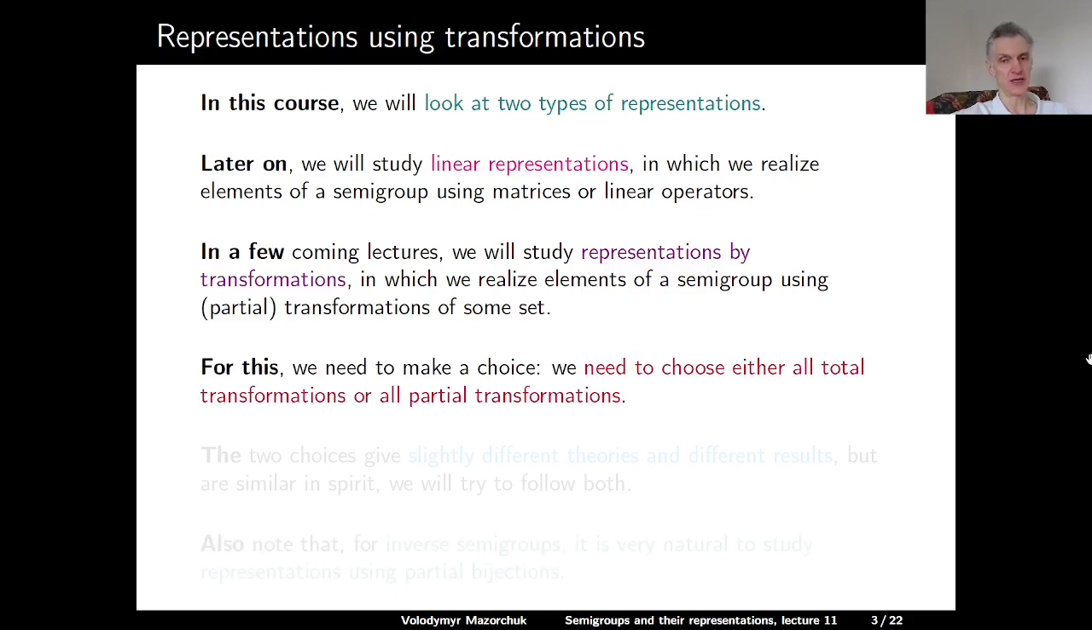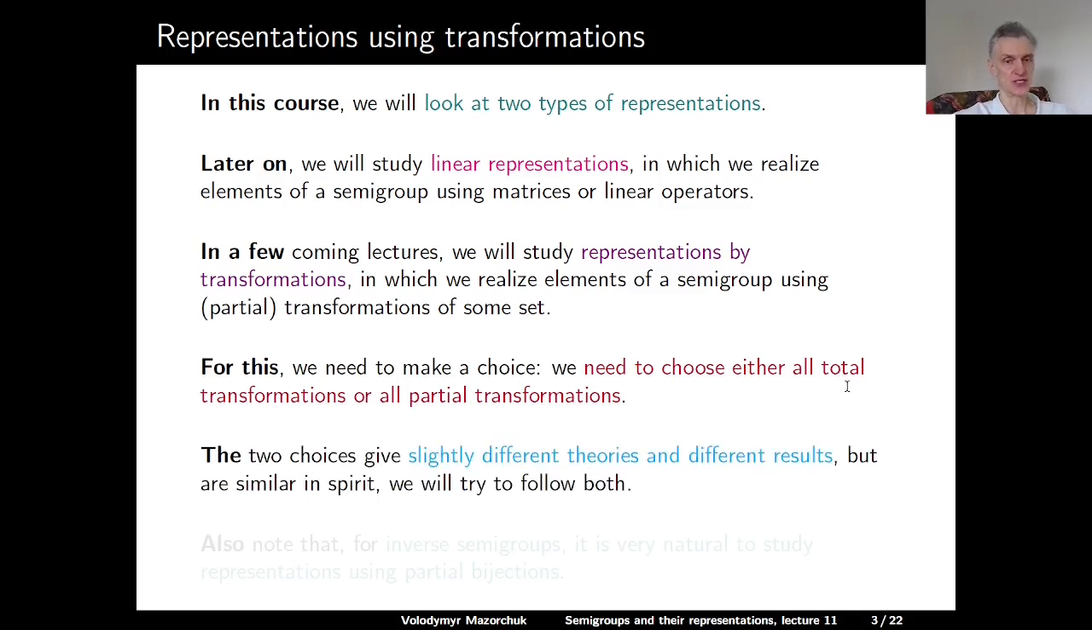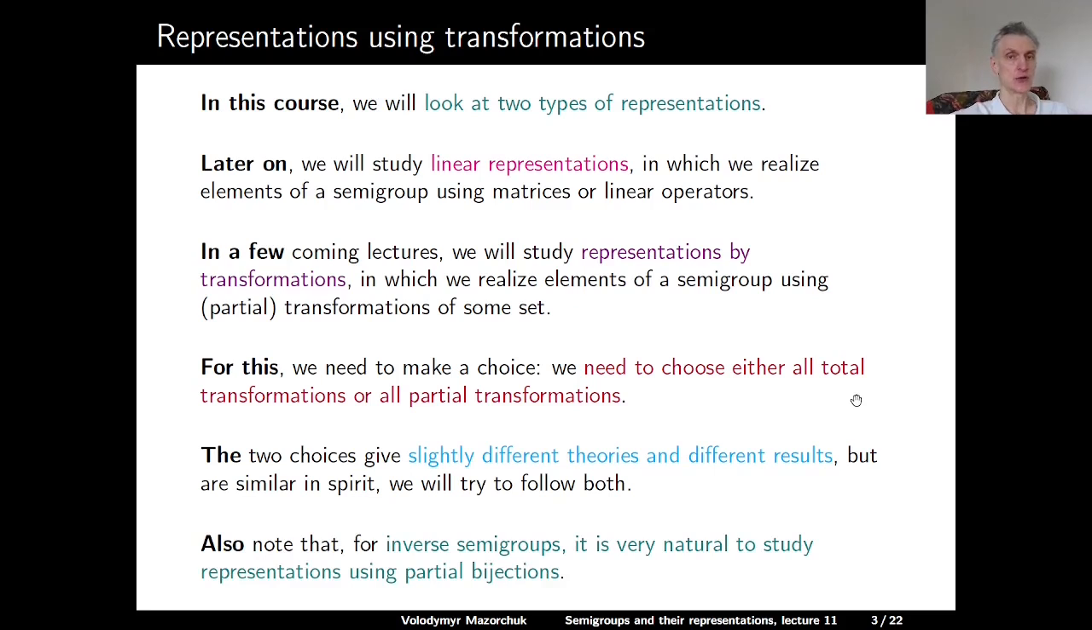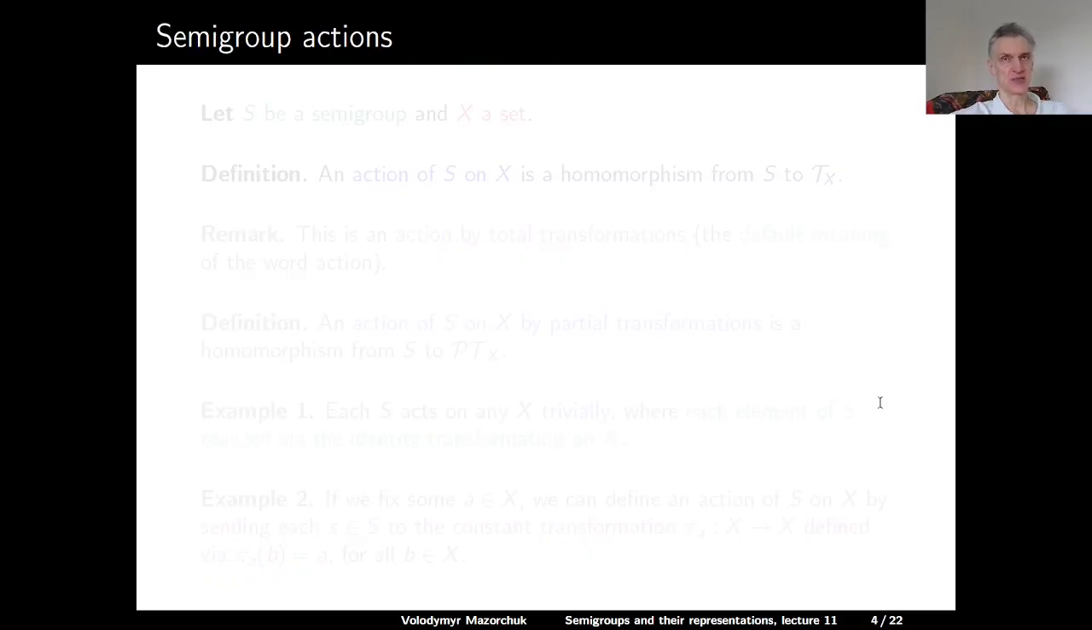And for this we need to make a choice. We need to choose either total transformations or partial transformations, and the two choices lead to slightly different theories and slightly different results, and we will try to address both of them in the coming lectures. Also note that for inverse semigroups it is very natural to study representations by partial bijections, so using the symmetric inverse semigroup. So representations by transformations are usually called actions.